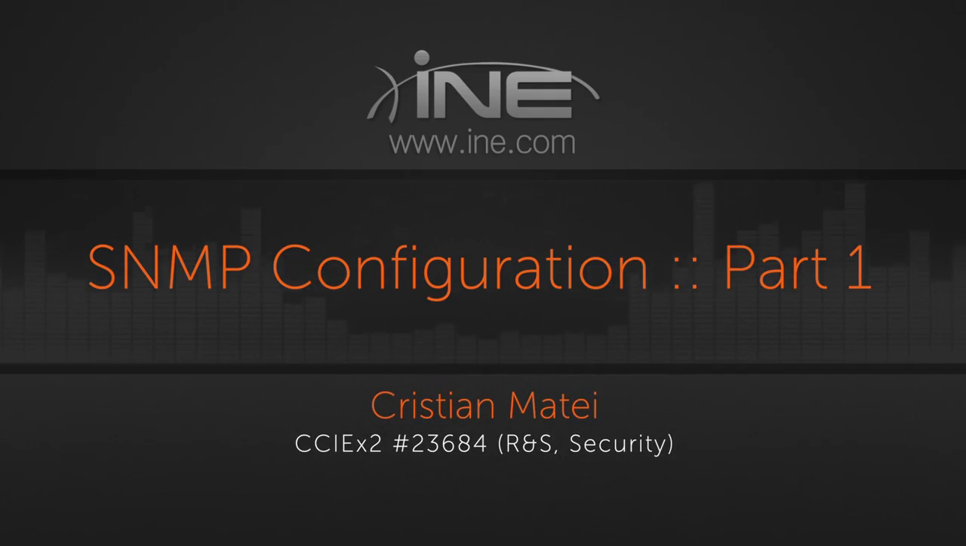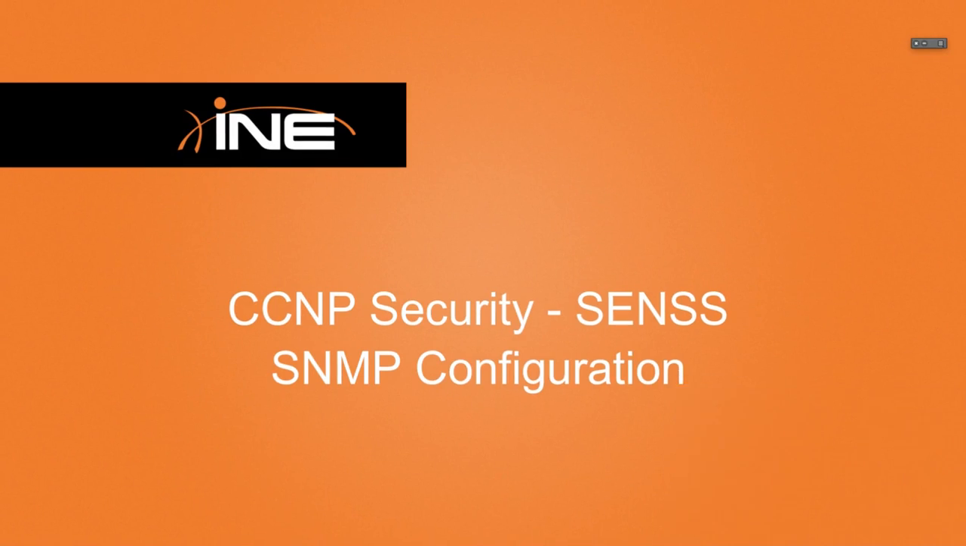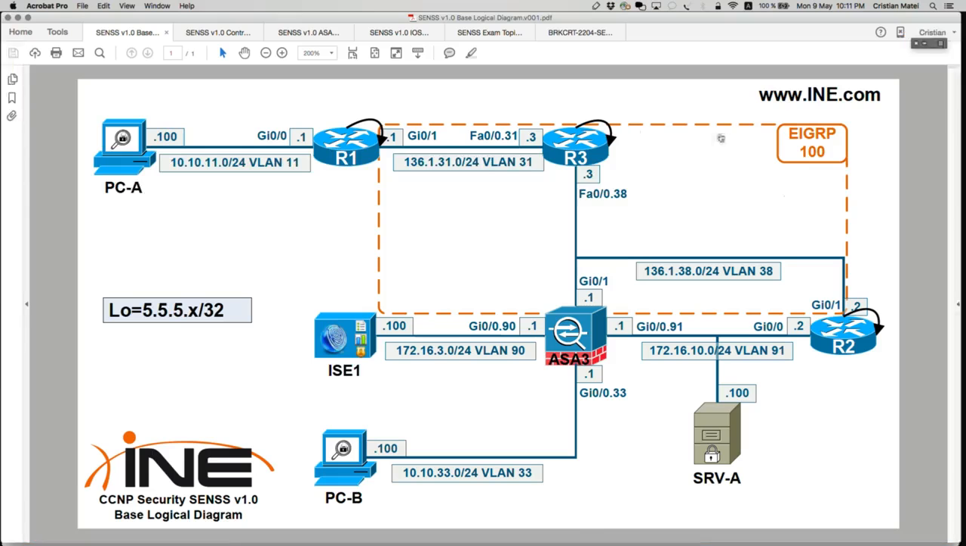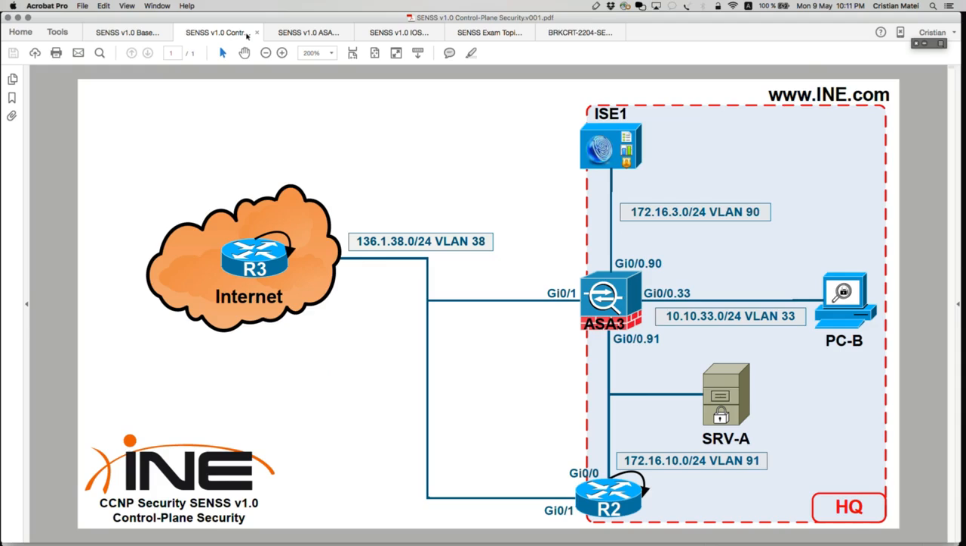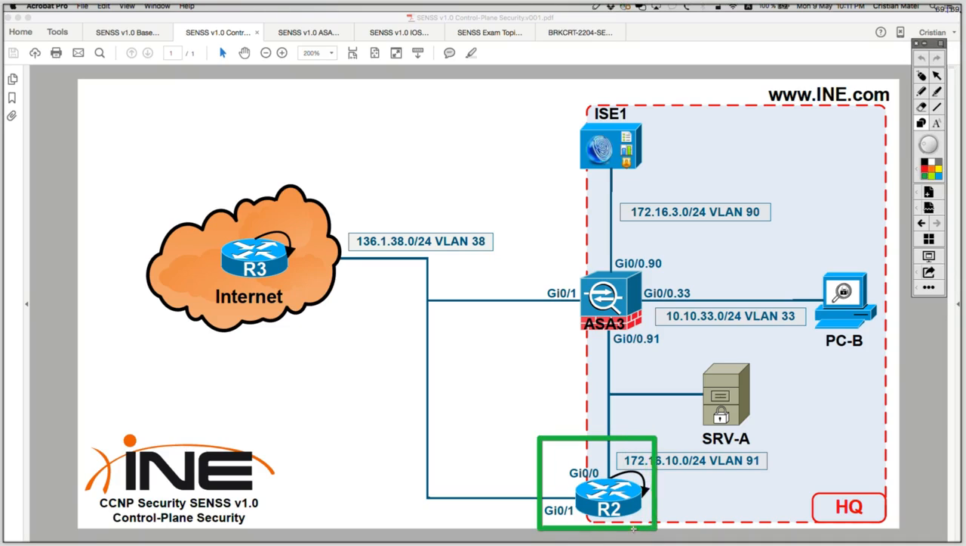Okay, so next we're going to go to the actual configuration of SNMP on both the ASA and the IOS. So we're going to configure, for example, router 2 and ASA 3 as my SNMP agents, and server A is going to be my SNMP manager.